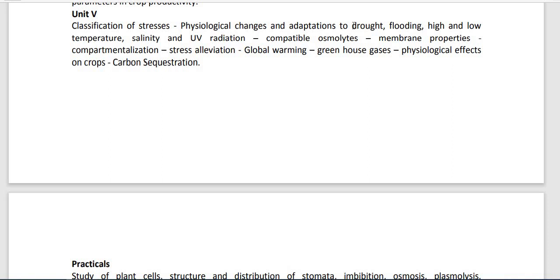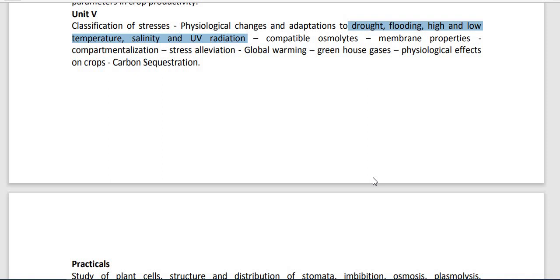are 3 to 4 major stresses. One is drought, and the second one is the high temperature stress, that is high and low temperature stress, and the third one is salinity, and the fourth one is flooding and UV radiations. But all these stresses are very important. In this area you have to focus, you have to know what is stress and what are the types of stress that occur in the plant.